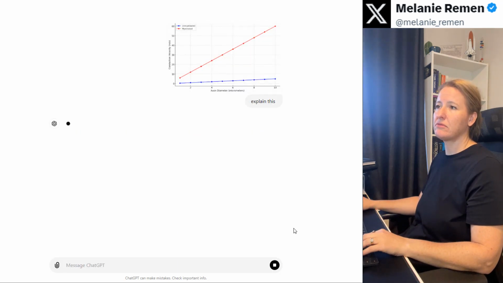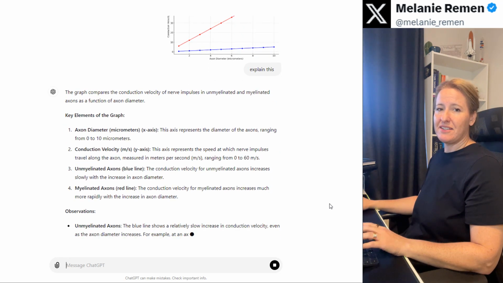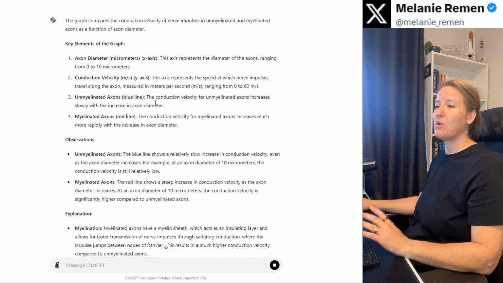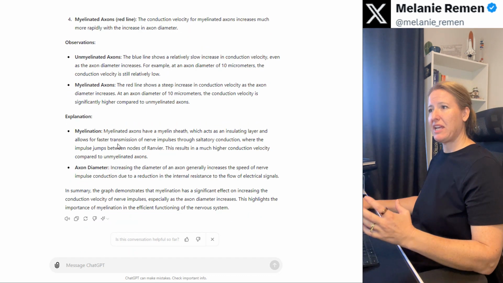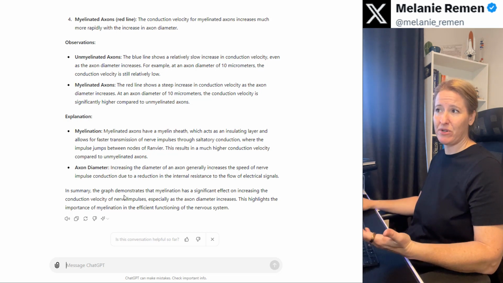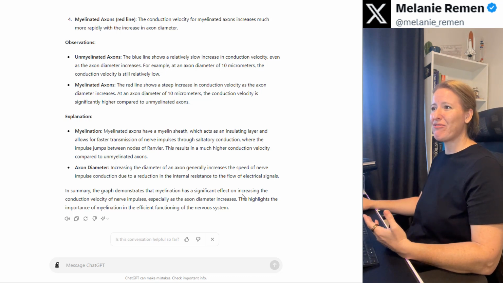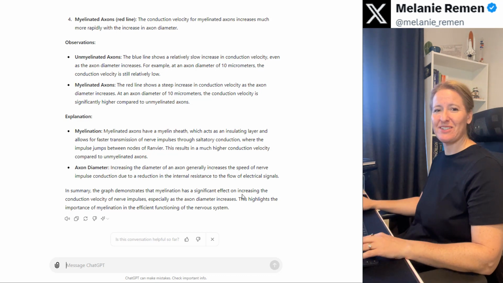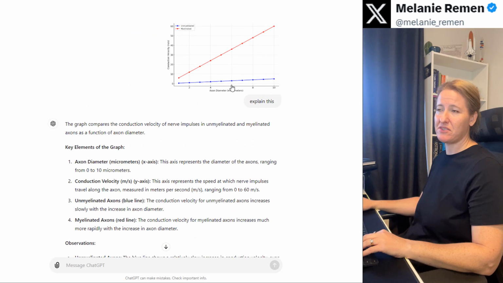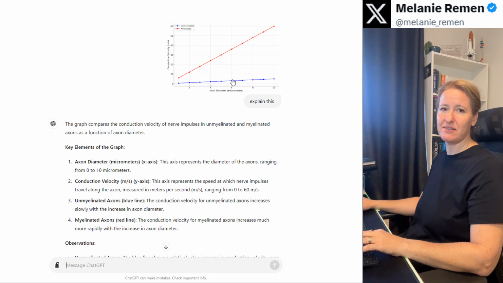Shows you the graph, has a little think about it, and look at this, it's giving me a detailed explanation of the components of the graph. So what both axes mean, what the lines mean, and also an explanation or an interpretation about what that graph and how that's relevant. So in summary, the graph demonstrates that myelination has a significant effect on increasing the conduction velocity of a nerve impulse, especially as the axon diameter increases. Now that's a hell of a lot easier for me to understand than looking at this graph. But once I know that, then I look at this graph and it actually makes sense to me.